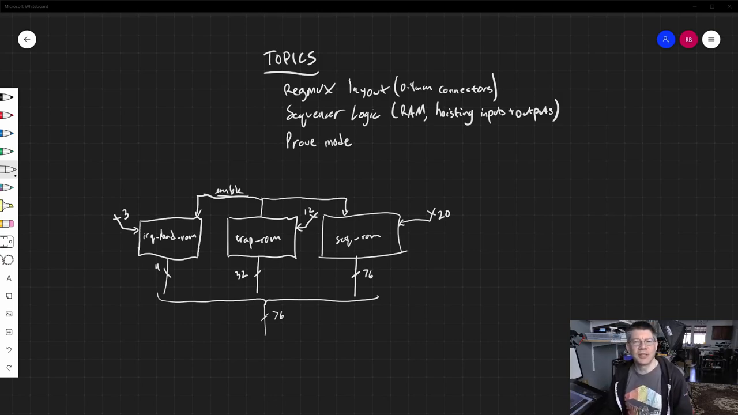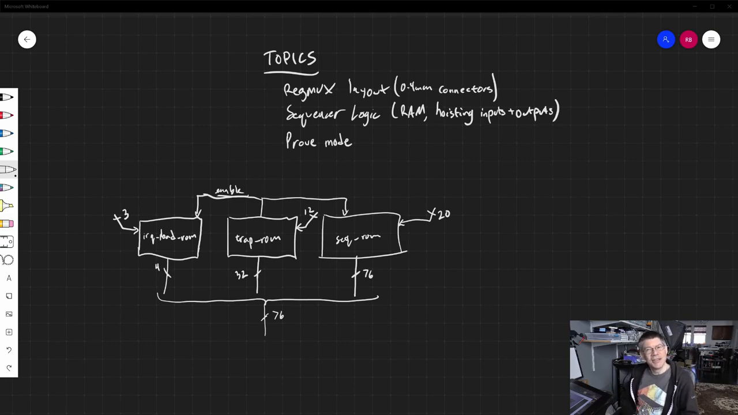The first topic that I want to talk about is the register multiplexer input thing layout. In the last video, I went through it and I was using some 0.1 inch pin headers. And someone rightly pointed out that when you've got a whole bunch of those, the friction is so huge that, once you put them together, you're probably not going to be able to get them apart.